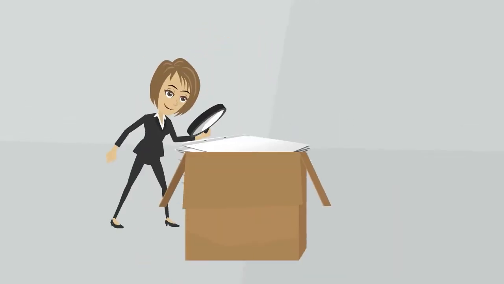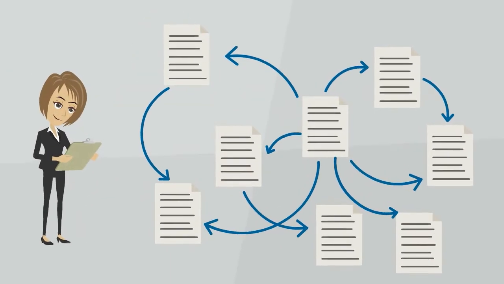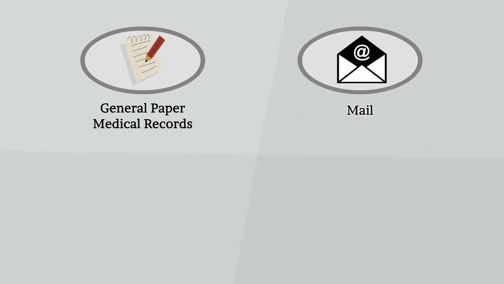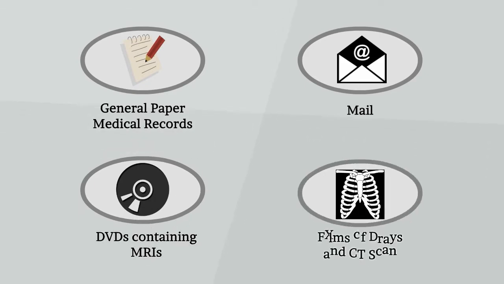The documents which are to be scanned are inspected and then separated into various streams such as: 1. General paper medical records, 2. Mail and communication, 3. CDs and DVDs containing MRIs, etc., 4. Films of X-rays and CT scans, etc.